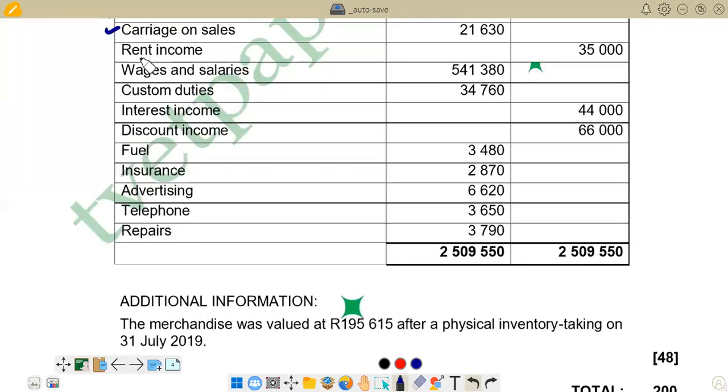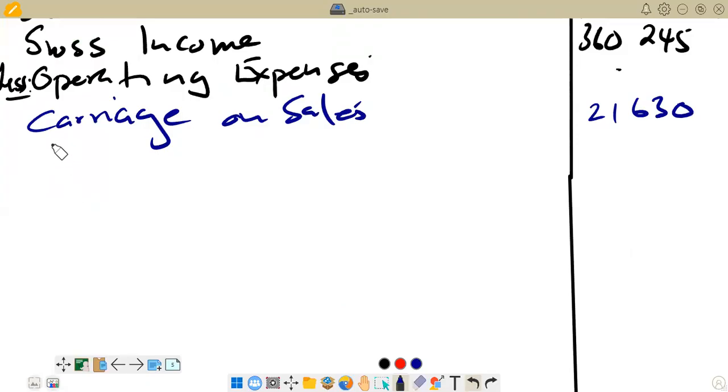We go down. Rent income is an income, it's not an expense. Wages and salaries here, it's also an operating expense. And we are seeing customs duties. We put customs duties in the trading account, calculating cost of sales. So we can jump this one. We have interest income, it's an income, not an expense. Discount income, again, income, not an expense. And then fuel is another, it's also an operating expense, which is 3,480. So we can pick these two, wages and salaries and fuel. Wages and salaries, we've got 541,380. So we can go and include these two. Here we are saying wages and salaries.